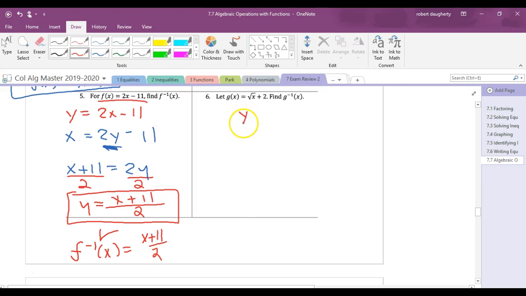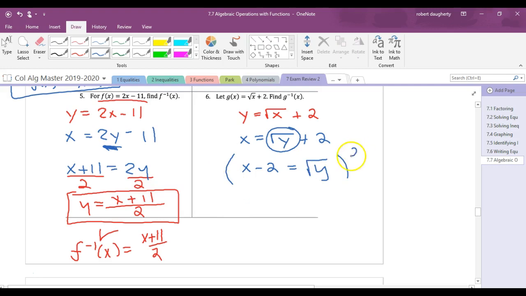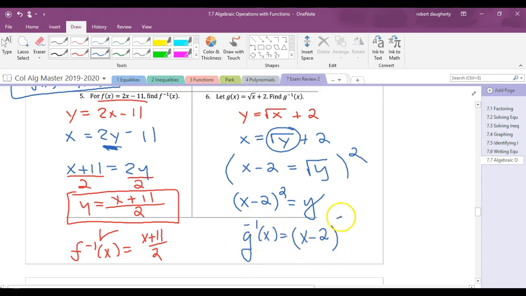Finding g inverse. So y is equal to square root of x plus 2. Switch the role of x and y and solve for y. So this is x minus 2 equals the square root of y. This gets solved by squaring both sides. So x minus 2 squared is equal to y. So g inverse of x is equal to x minus 2 squared.